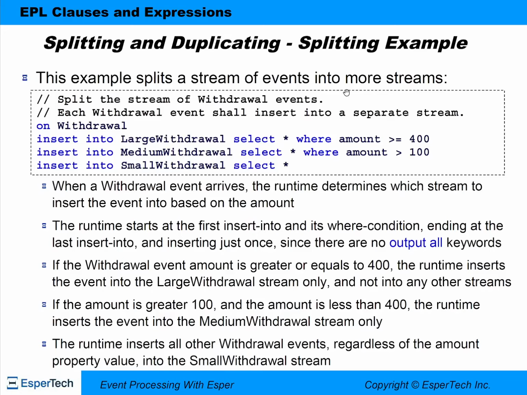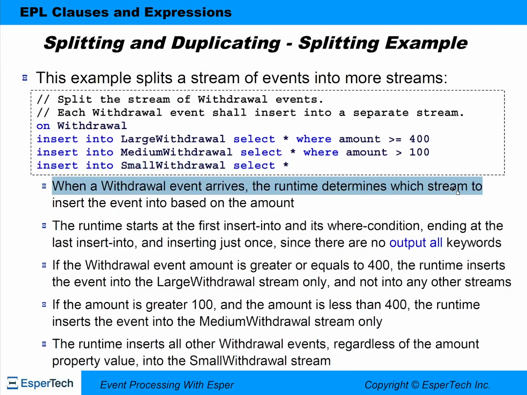This example splits a stream of events into more streams. The sample query splits the stream of withdrawal events. Each withdrawal event shall insert into a separate stream. On withdrawal, insert into LargeWithdrawal select * where amount >= 400. Insert into MediumWithdrawal select * where amount > 100. Insert into SmallWithdrawal select *.